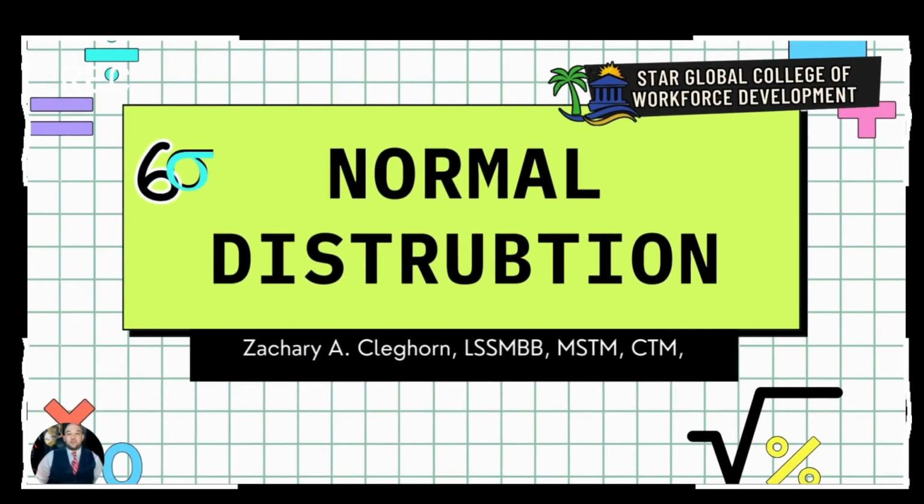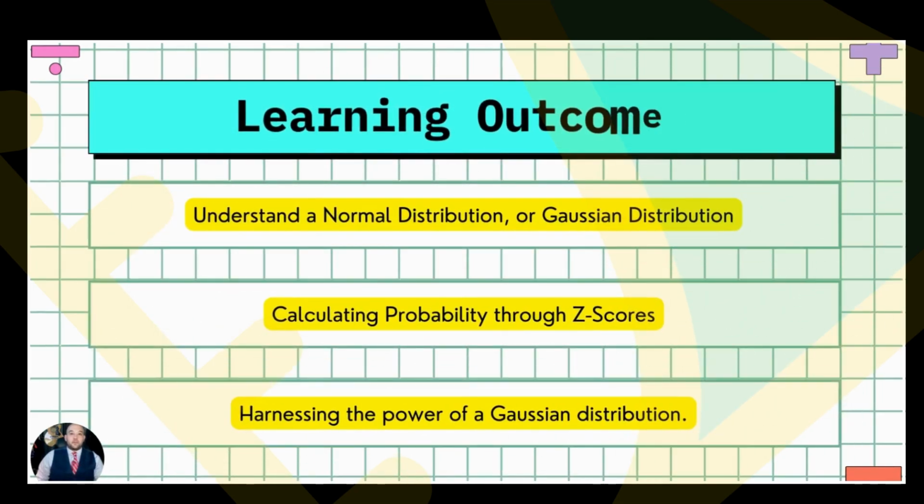All right, guys, so we're going to talk about normal distribution here. The learning outcomes that we're going to check out are understanding a normal distribution, or Gaussian distribution, as it's known. We're going to calculate probability through z-scores, and the goal of this is to harness the power of the Gaussian distribution to apply it to your job, your realm, and improve your organization through probability.